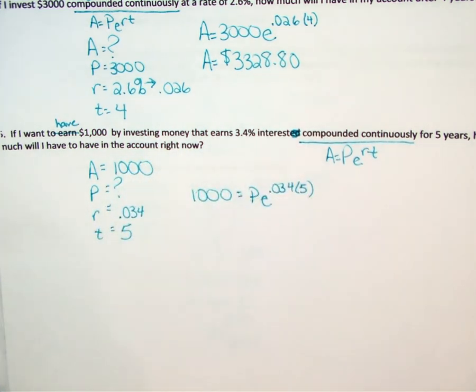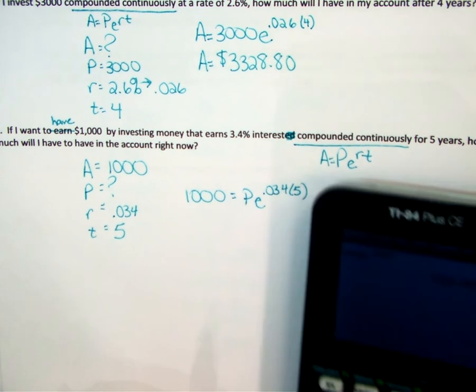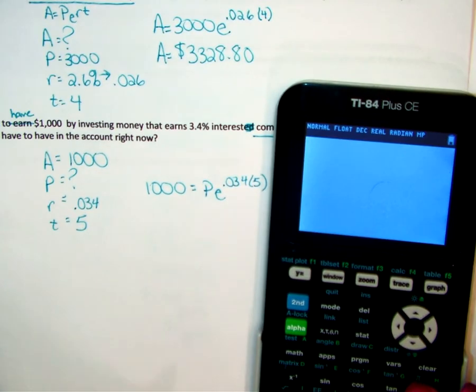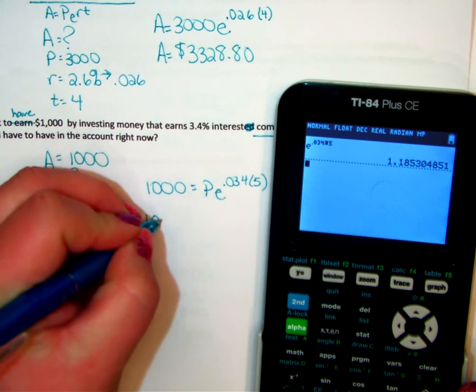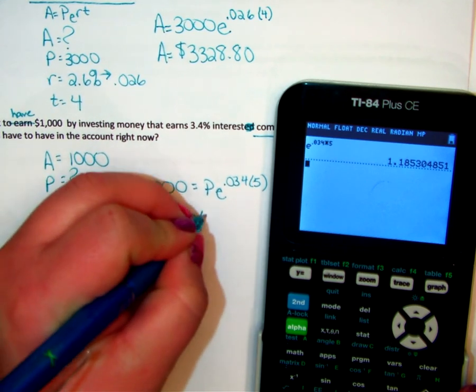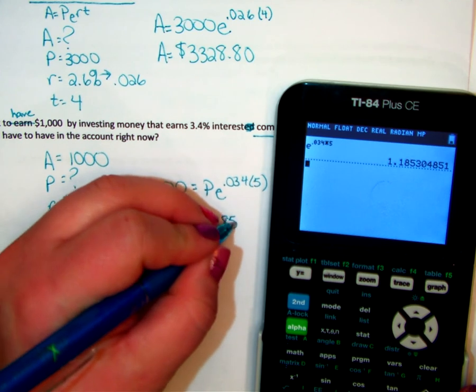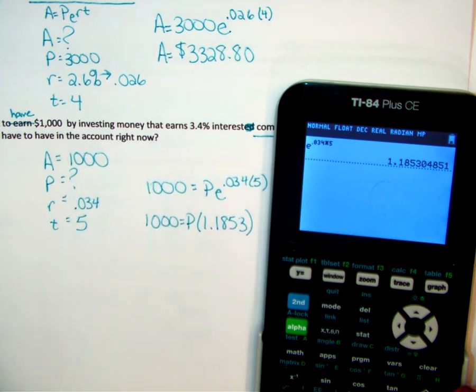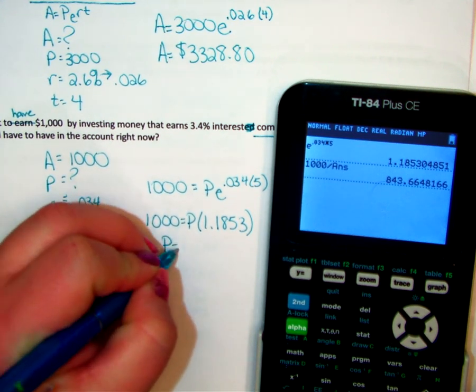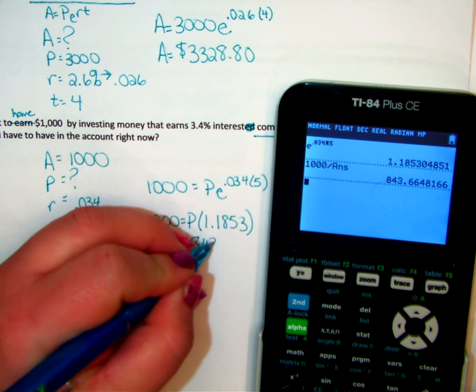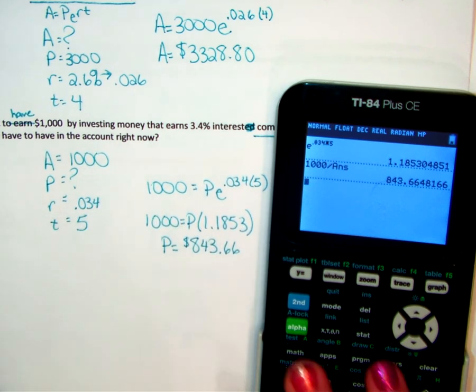Now, I'm actually not going to need to use logs in this case because I could type into my calculator e to the 0.034 times 5. I get a number. It's not pretty, but I do get a number. And then all I have to do is divide 1,000 by that number, and I get what I started with. So 1,000 divided by 1.1853 gives me that I needed to invest $843.66 if I wanted to end with $1,000 in my account after 5 years.